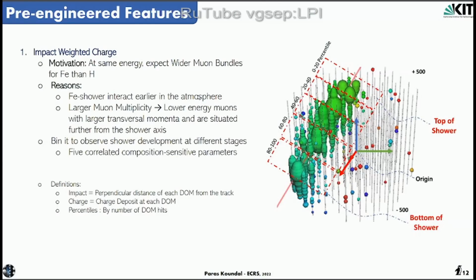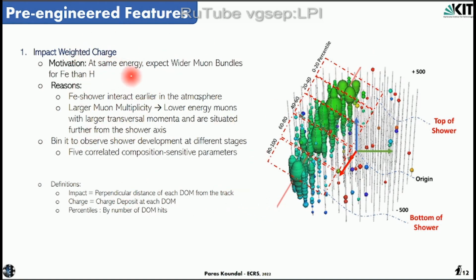So the first one, as I told, is called impact weighted charge. What I do is divide the in-ice track into 5 percentile bins, and then in each bin I calculate some impact weighted charge. And impact here just means the perpendicular distance. And why do I do that?